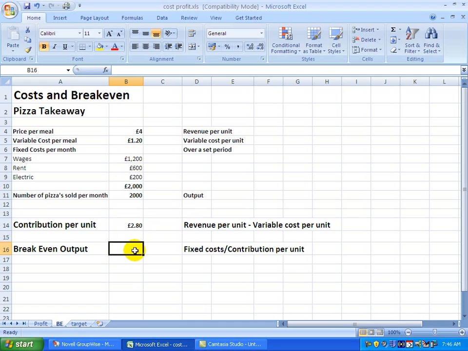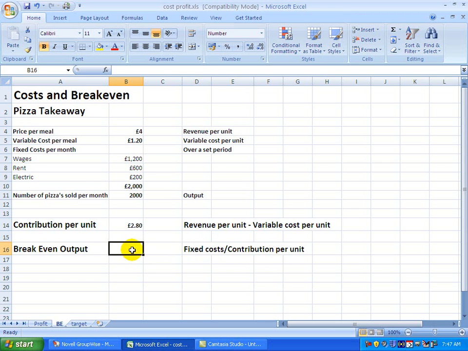And our break-even calculation is fixed cost divided by contribution per unit. You find this in your handout in the terminology bit. But if we think about it, fixed costs, this £2,000, we've got to make enough £2.80s. Every time we sell a meal, we're left with £2.80 after we pay the raw materials. We've got to make enough £2.80s to cover the 2,000. So how many £2.80 in 2,000? So that's 2,000 divided by £2.80.